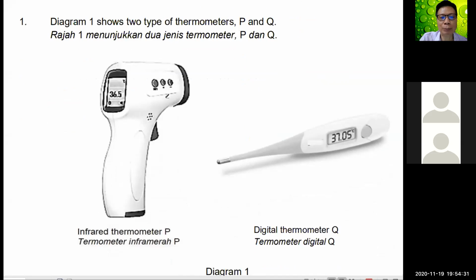The diagram shows 2 types of thermometer. This one is an infrared thermometer, and this one is a digital thermometer. They are different, but this is not the point. We want to see here that the infrared can only give 36.5, 1 decimal only, but the digital one can give 2 decimal places, 37.05. I ask you all, which one is better? 1 decimal or 2 decimal places?